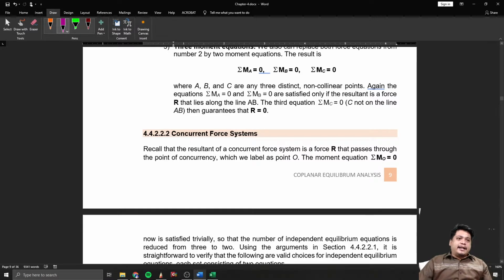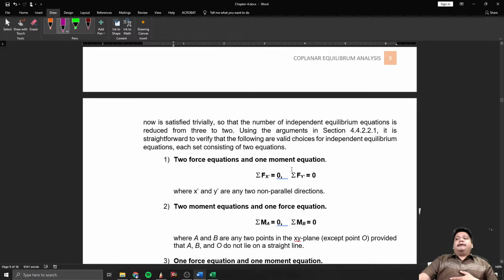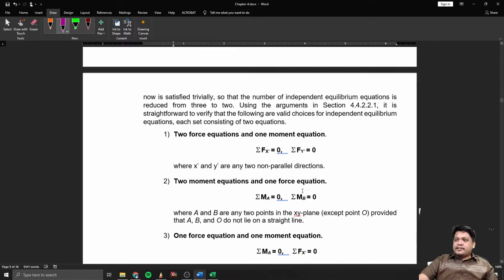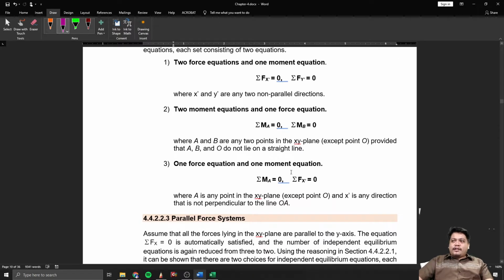So, ito na pag-aralan natin, concurrent. Kasi kapag concurrent yung dalawang force, tumatama siya sa isang point. So, yung moment doon equal to 0. So, technically, pwedeng masolve yun using summation X and then summation Y only. Okay? So, two moments equations and one force. Okay. So, kapag meron kang dalawang moment, okay, tapos isang force lang. So, ito naman yung pwede sa kanya. Okay? Then, one force and one moment.